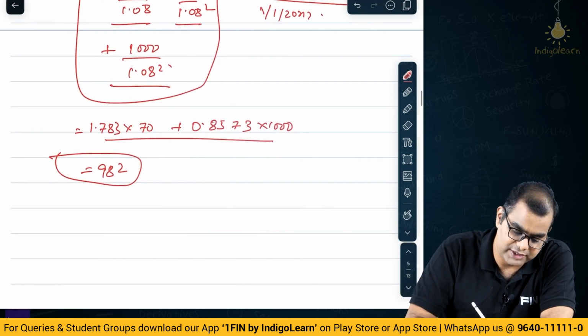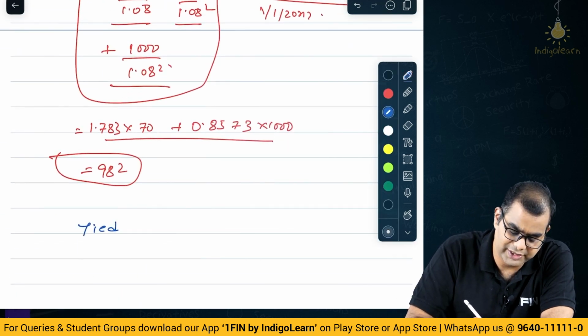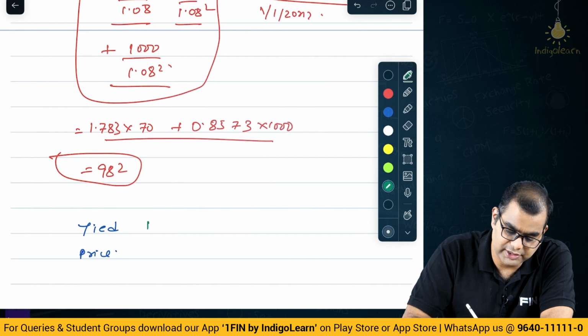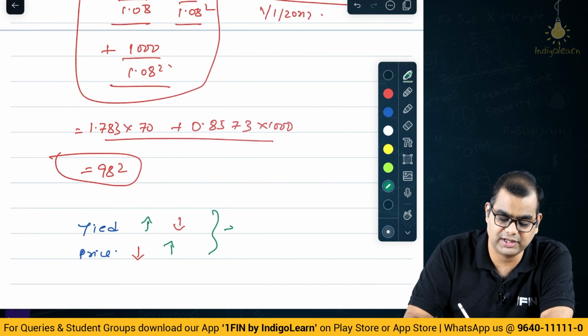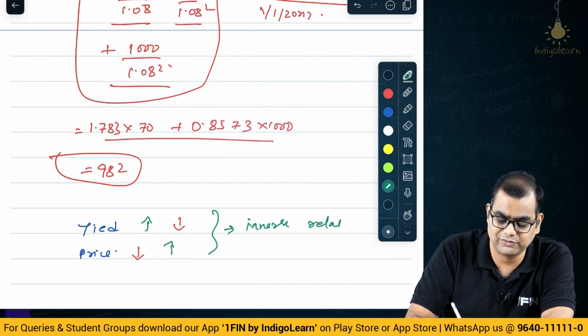When they are discounted at a higher rate, the present value falls. So, when yield increases, price decreases; yield decreases, price increases. So, this is an inverse relationship.